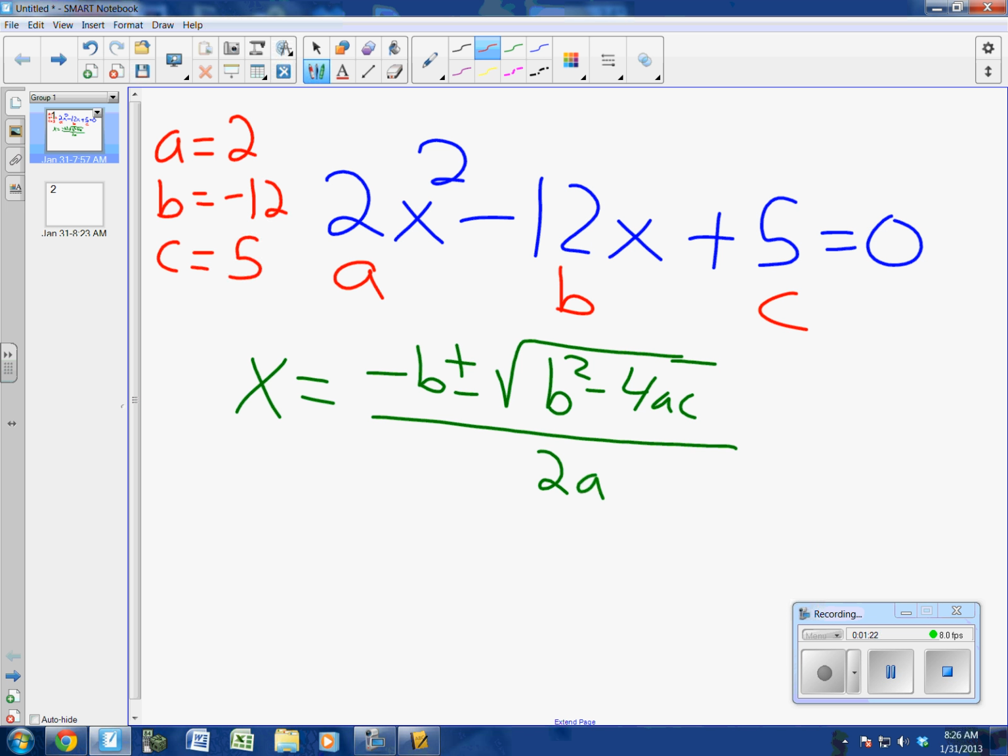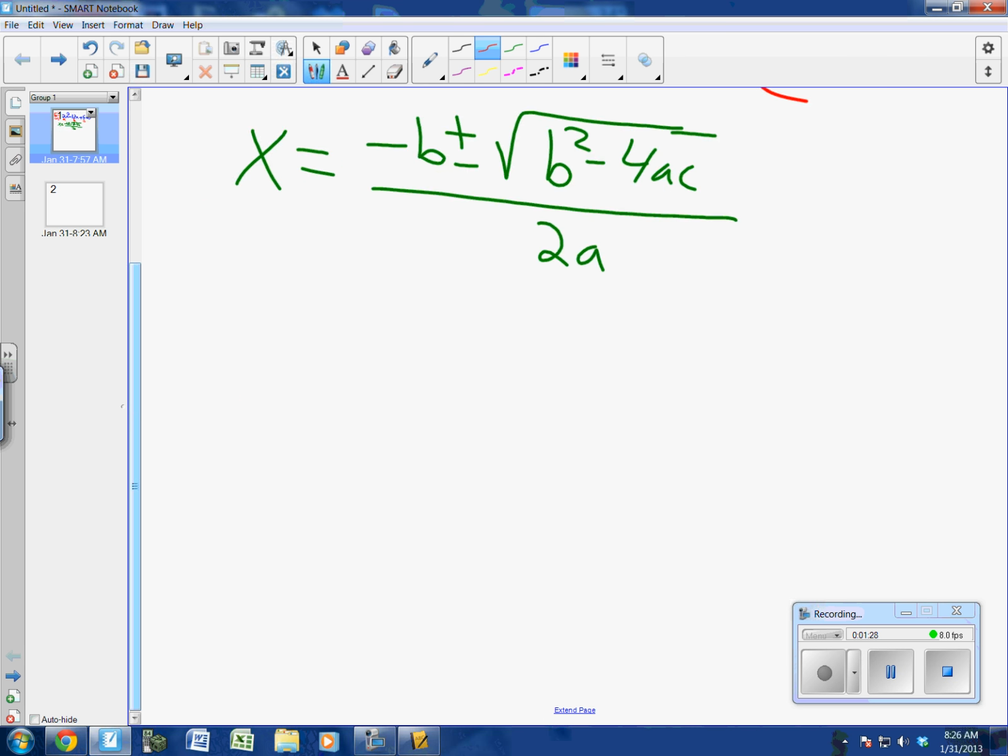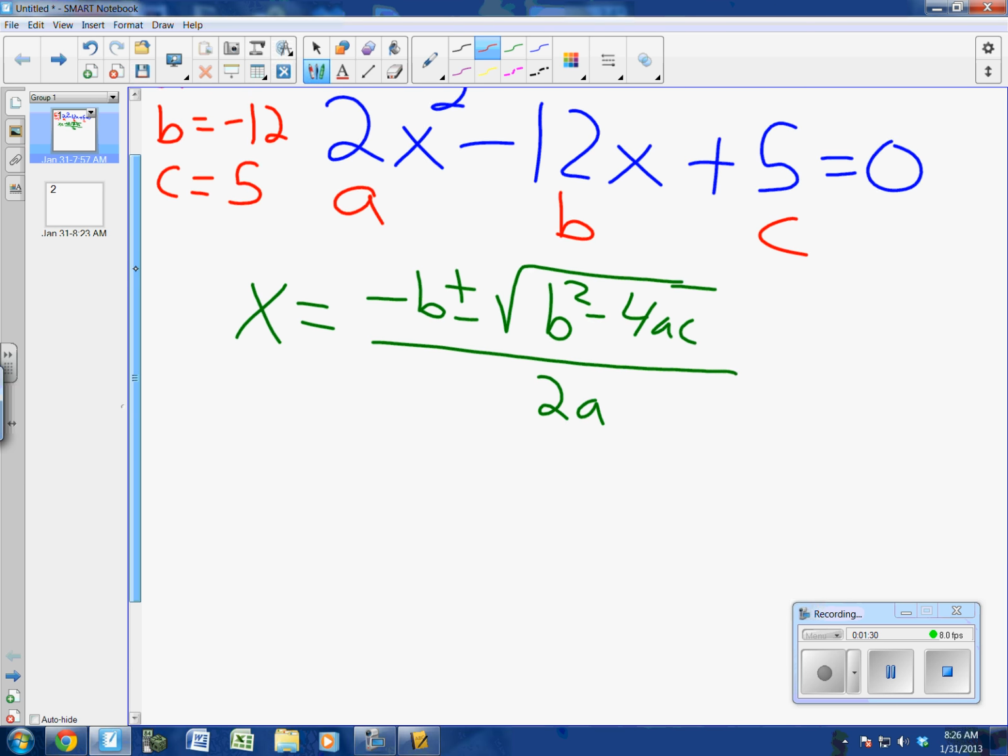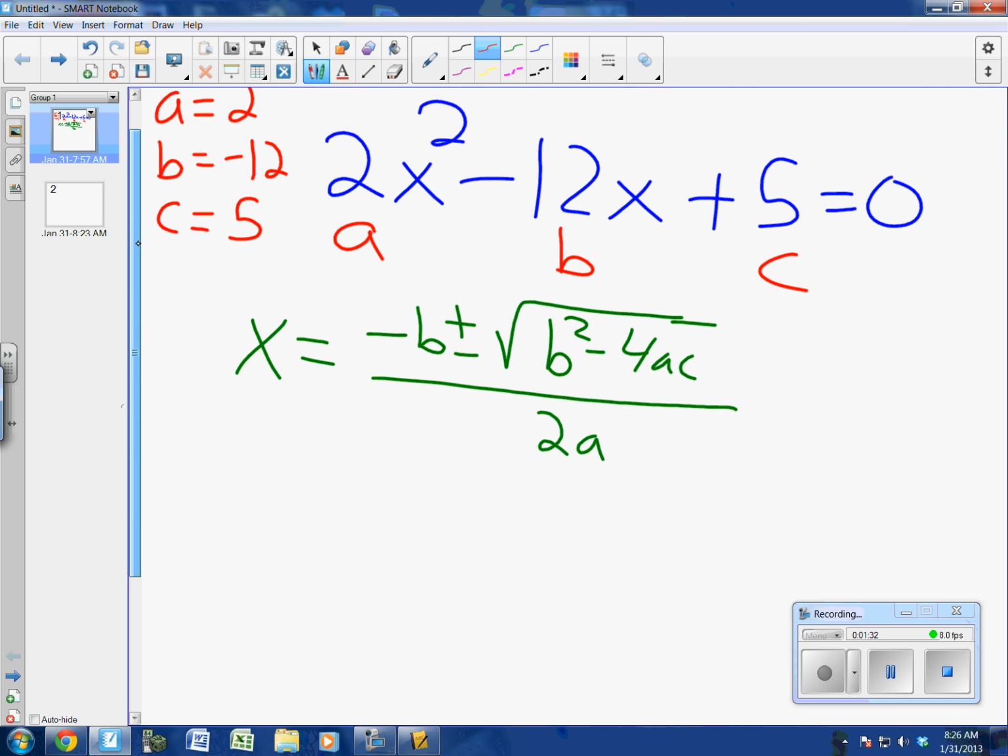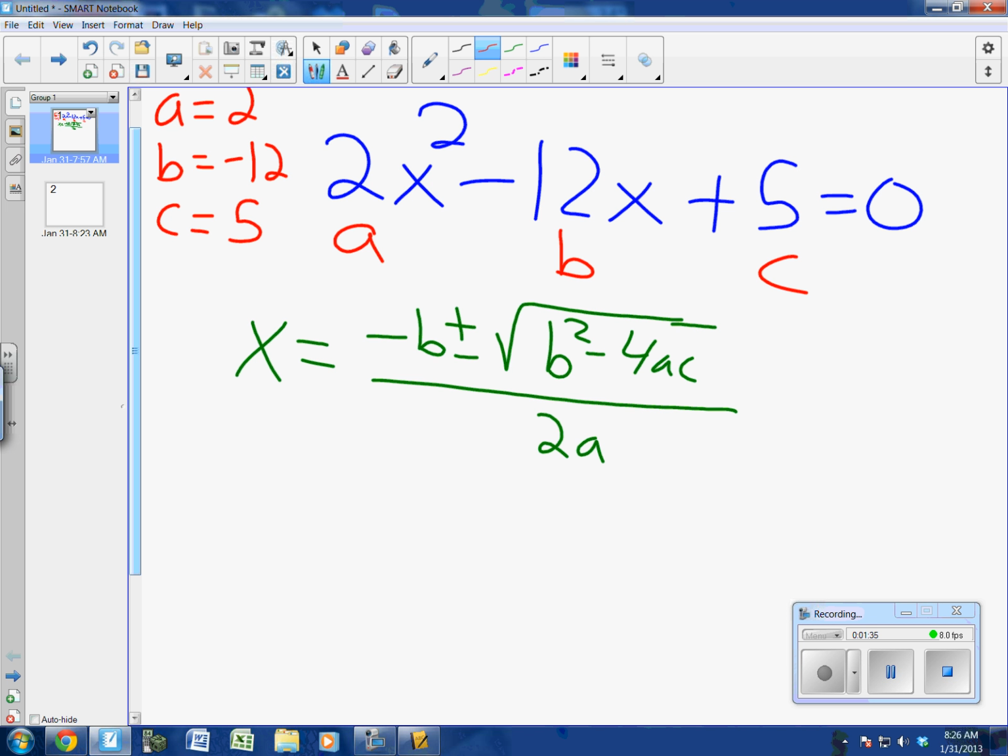Now, all we have to do is substitute and simplify. Substitute and simplify. Okay, so I'm going to move this up just a little bit. Right here, the negative b, I probably should teach you to say it as the opposite of b. But what is the opposite of b right here, everybody? It's 12, because b is negative 12. The opposite of negative 12 is positive 12. Don't forget that.